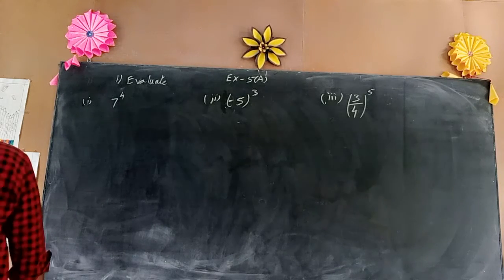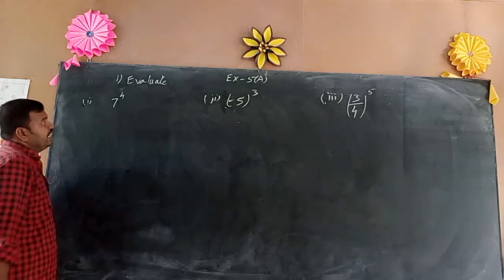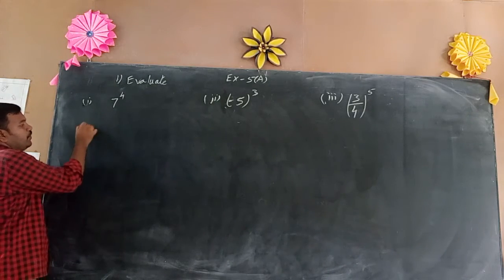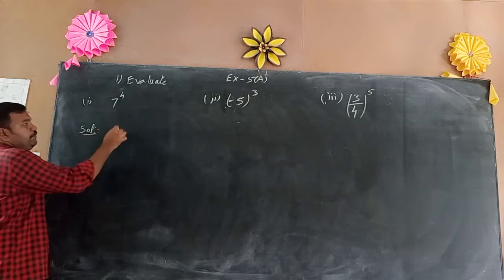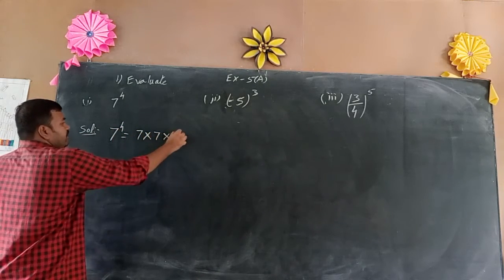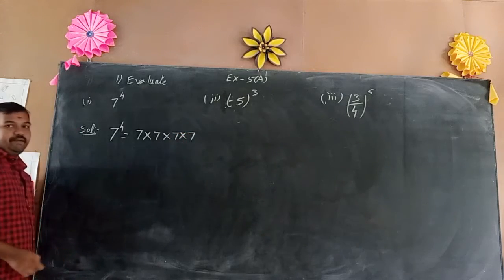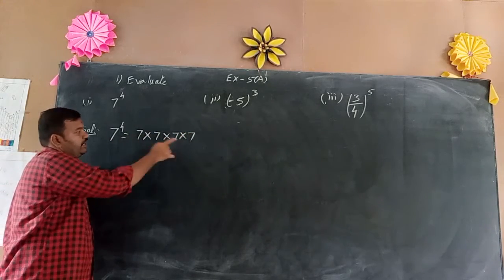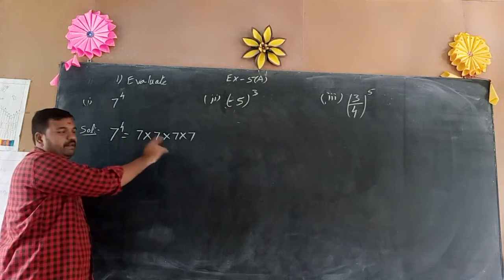Okay, here is our first sum. Exercise 5a. Evaluate 7 to the power of 4. So solution. What is 7 to the power of 4? We have to repeat 7 four times: 7 into 7 into 7 into 7. Because the power is 4, we have to multiply for 4 times.